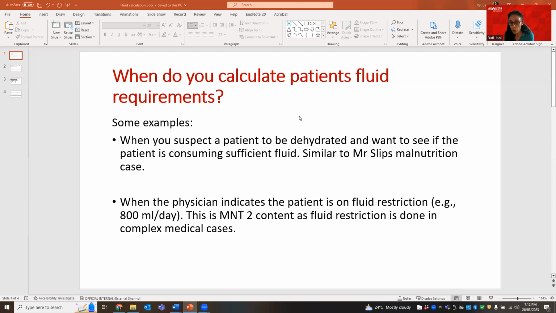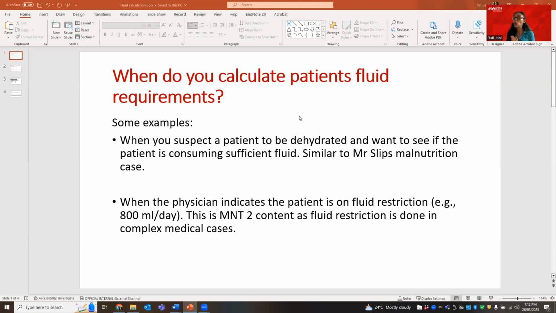And when would you have fluid restriction cases? This would be in cases where the renal function is compromised. So the fluid output, how do you lose fluid from your body, which is via urine? When the urinary output is compromised, when the kidneys are not working well, the patient may not be passing a sufficient amount of urine, and that is when the patient may be on fluid restriction, and the doctor may advise you of the same.